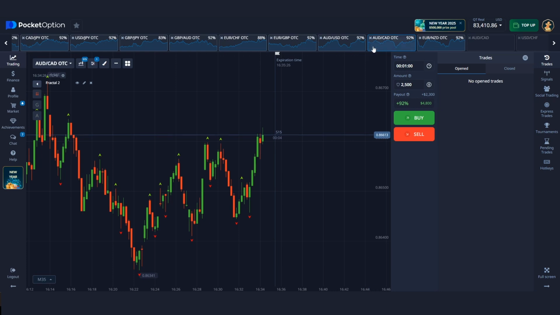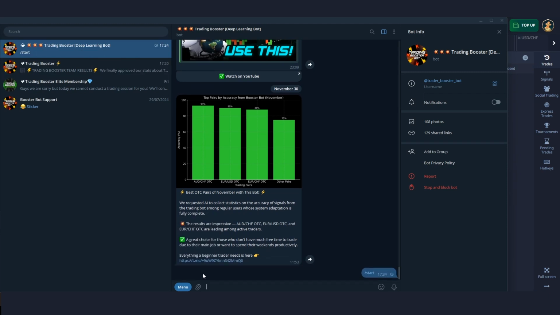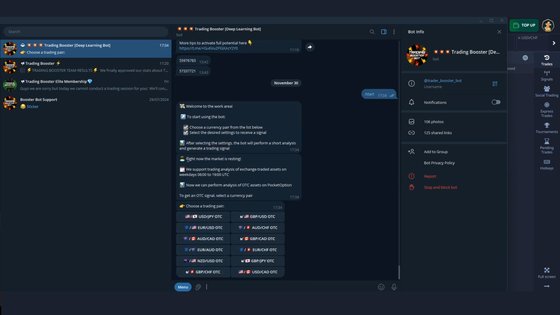For example, I choose the currency pair Australian and Canadian dollars. I want to make money on this asset. Then I go to BoosterBot, activate this bot. BoosterBot tells me that all markets are closed and suggests I trade on OTC.